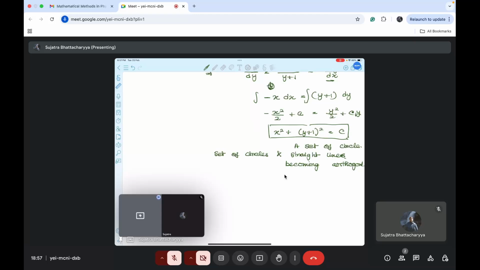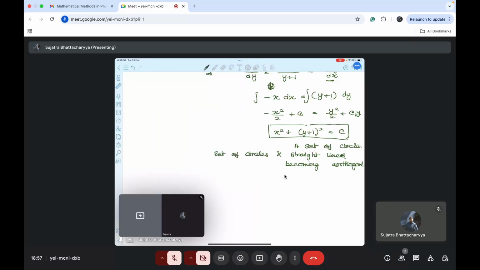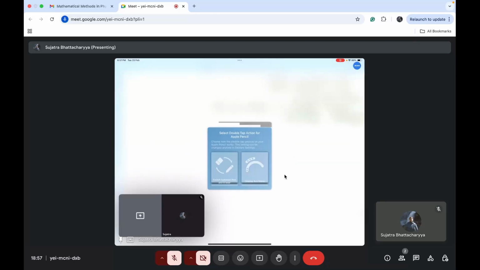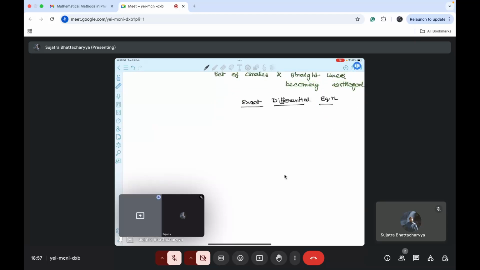So the next is the exact differential equation, right? We will see how you can solve this kind of equation. We'll see all those things.